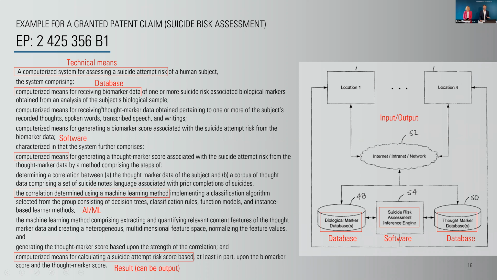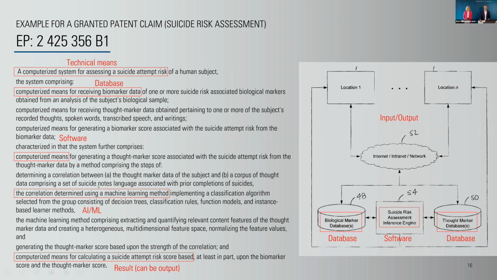And I will not dive into too much detail here or the certain wording, but what is interesting here is that in general there is claimed a computerized system for assessing a suicide attempt risk. So we have the buzzword of the computerized to introduce such technical means, and then this gets picked up with computerized means for receiving biomarker data. And then we have the computerized means which really relate to the processor memory aspect for generating different sort of marker scores and so on.